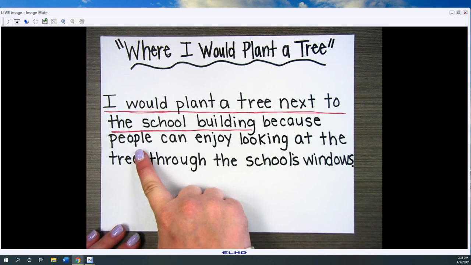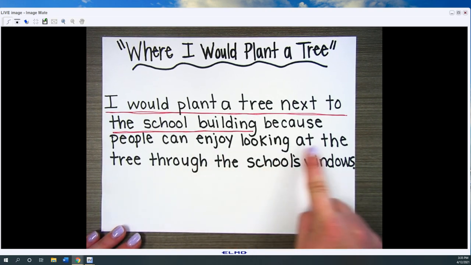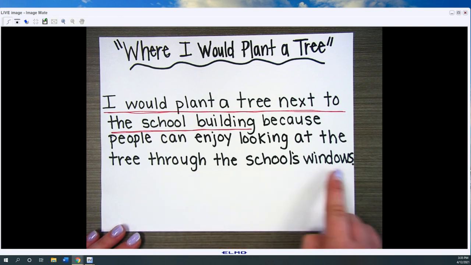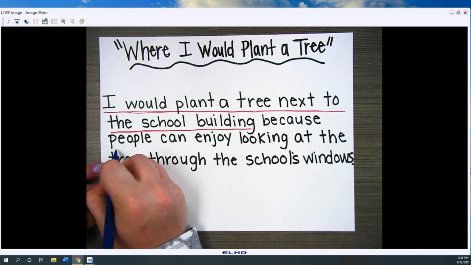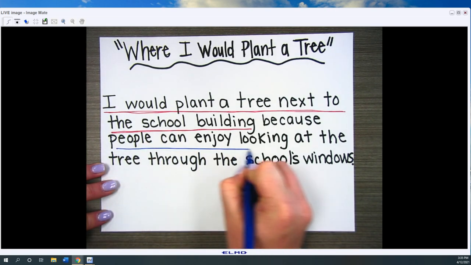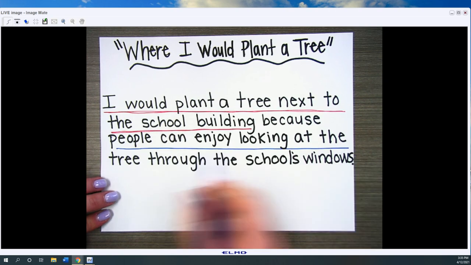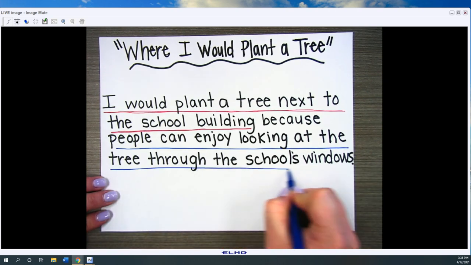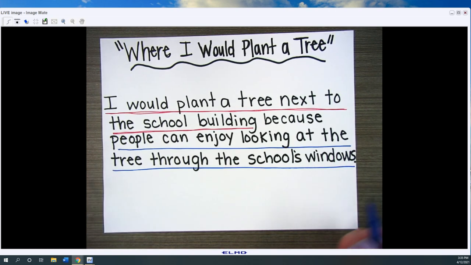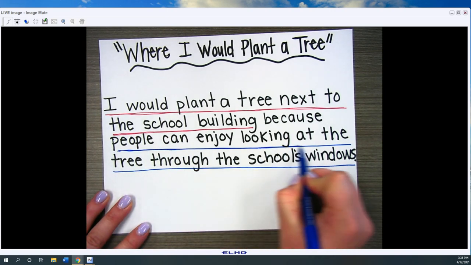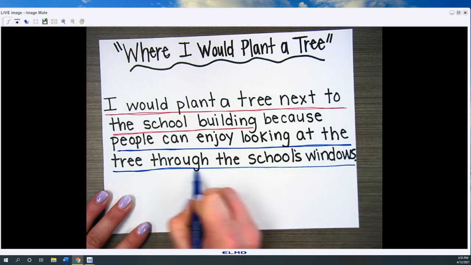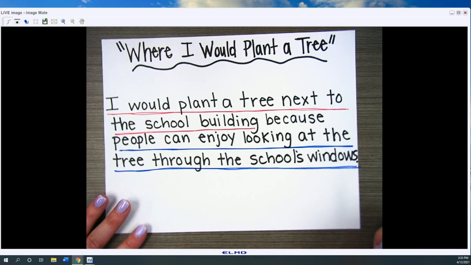Because people can enjoy looking at the tree through the school's windows. And that is this person's reasoning. The reasoning could be very different than what your reasoning would be, possibly, if you wrote about a tree next to the school building. So this is just her own reasoning why she thinks a tree should be planted next to the school building.